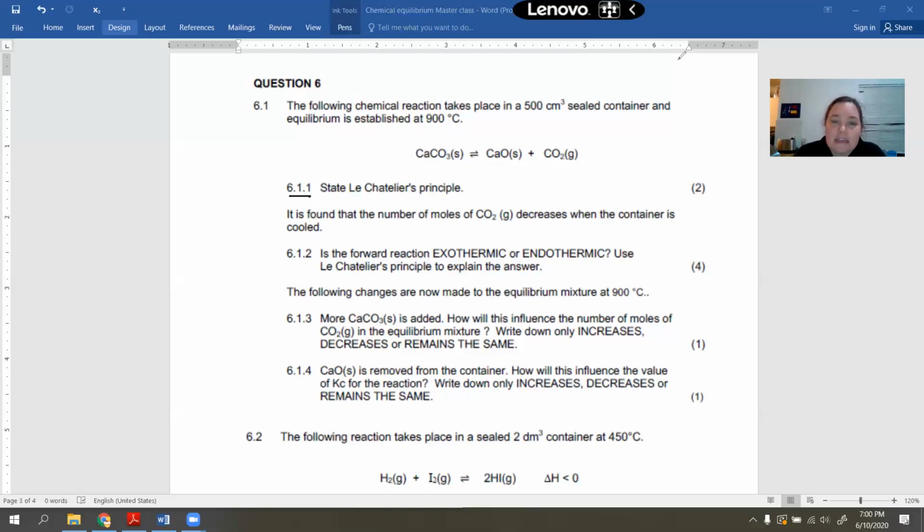It is then found that the number of moles of carbon dioxide decreases when the container is cooled. So the number of moles of carbon dioxide over here decrease when the container is cooled. Now, I'm going to ask all of you to quickly try and write out an answer to 6.1.2. Is the forward reaction exothermic or endothermic? And use Le Chatelier's principle to explain the answer.